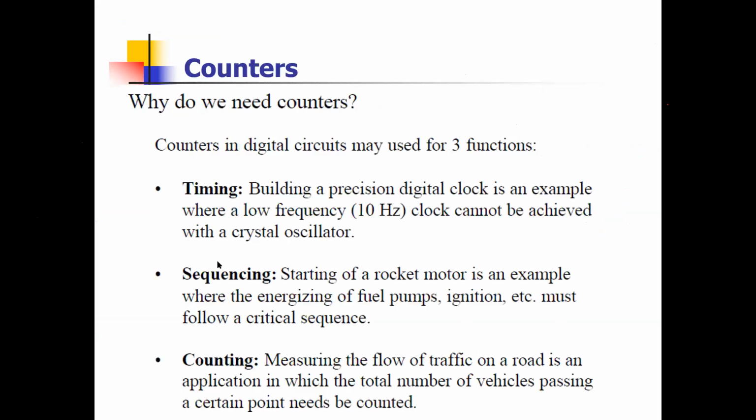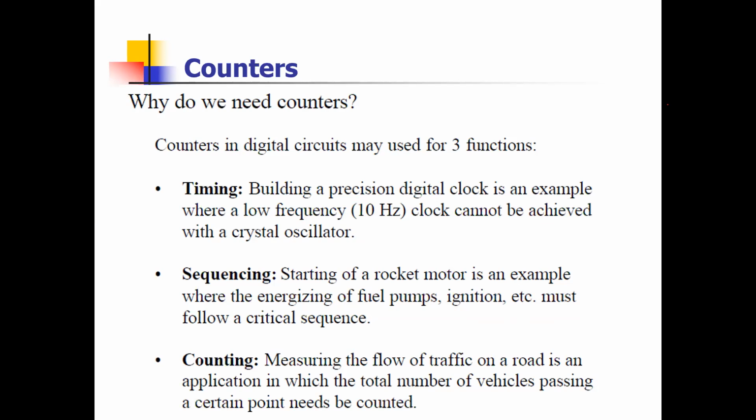These are some of the examples. Timing, like building a precision digital clock, is an example where you use the counter. Sequencing, like if you have to start two or three things at the same time. Starting a rocket motor is an example, where energizing the fuel pumps needs to start three or four things at the same time, in a sequence. So then you can use the counter.